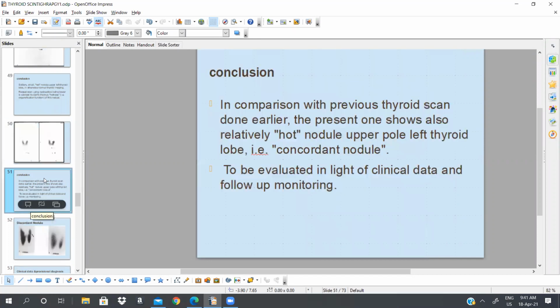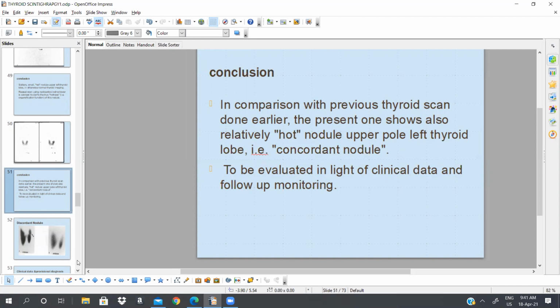Okay, so this is the conclusion. Comparison with the previous thyroid scan, I mean the technetium done earlier: the present one also shows a hot nodule, upper pole left thyroid. It means this is a concordant nodule. It means hot in technetium and hot in iodine tracer. There will be an entity, as I mentioned, a discordant nodule, when it is hot by technetium and cold by iodine. So this nodule is to be evaluated in light of clinical data and follow-up monitoring. No need to do a biopsy.